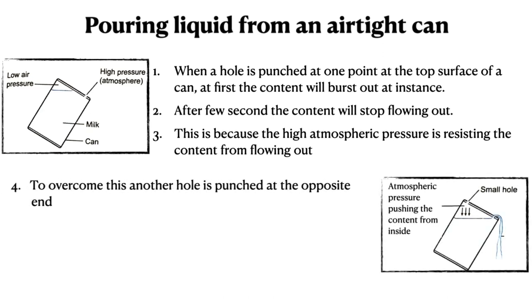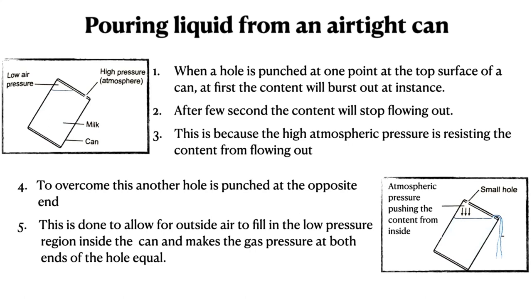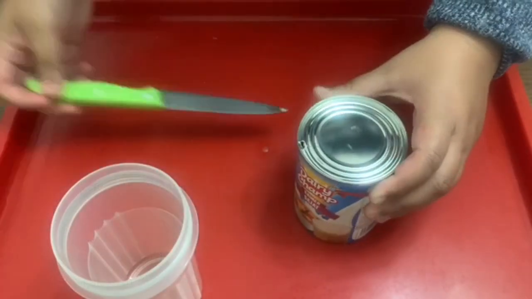To solve the problem, another hole is punched at the opposite end to allow outside air to fill in the low pressure region inside the can and make the gas pressure at both holes equal. This will make the flow of the content smoother.